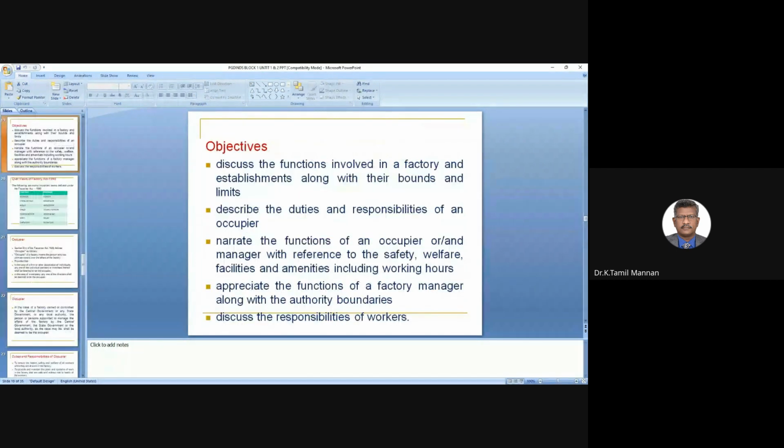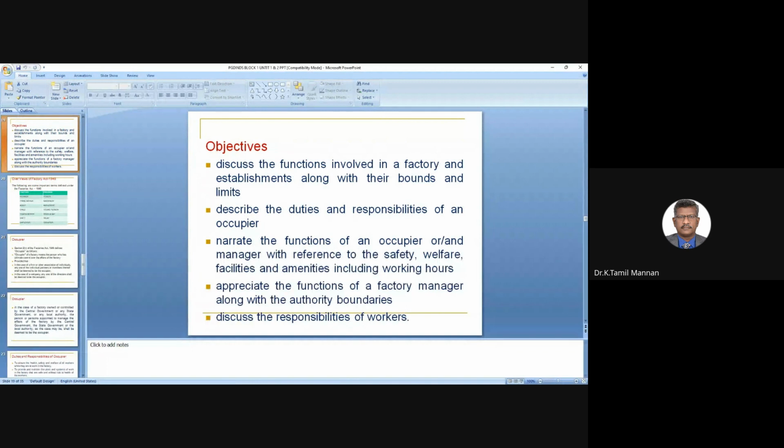So, the objective of this Unit 2 is mainly to discuss the functions involved in the factory and establishment, along with the bounds and limits. What are the functions involved in the factory with respect to liabilities and responsibilities, and how do we establish factories with the bounds and limits?